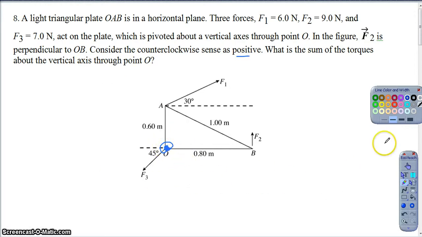And the reason I said this actually isn't too bad: if I'm looking for my net torque, what I'm really looking for is the torque caused by the first force, so the torque caused by F1, plus the torque caused by F2, plus the torque caused by F3.